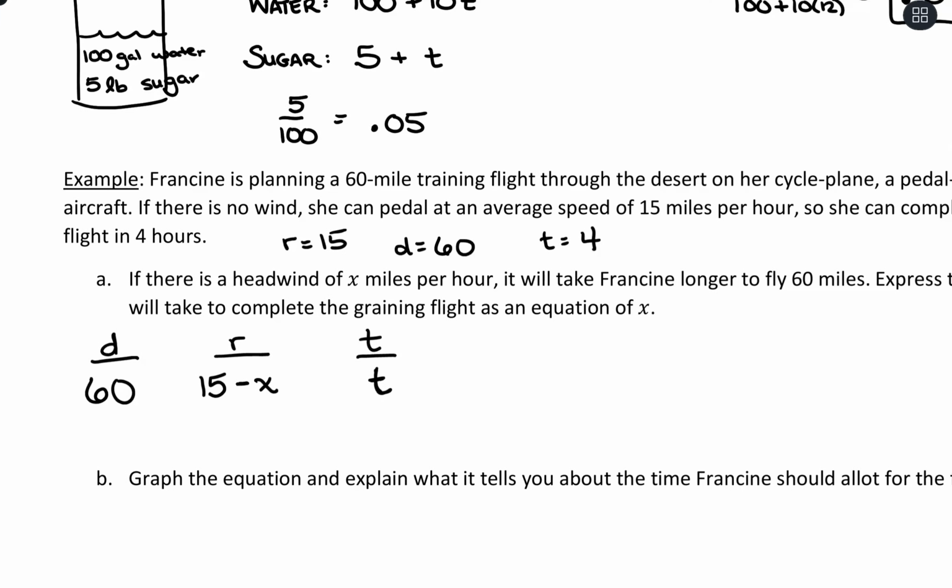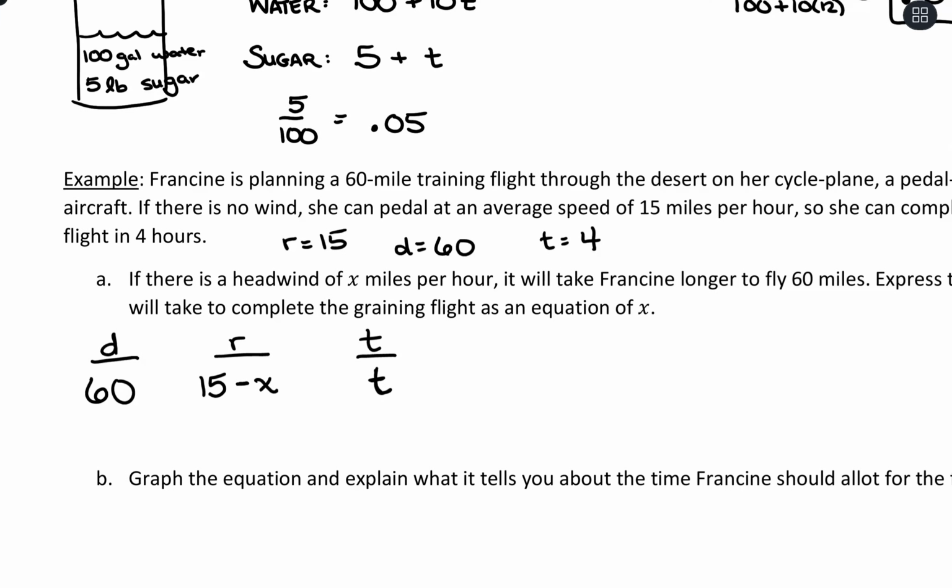Graph the equation and explain what it tells you about the time Francine should allot for the flight. So we're going to graph 60 divided by 15 minus X. And let's take a look at what this shows us. We can see there's a vertical asymptote at 15. As we get close to 15, the time it takes, which is our output, grows a lot. If we have a headwind of 0, it would take us 4 hours. That was the first piece of information we had: with no headwind, the journey would take 4 hours.